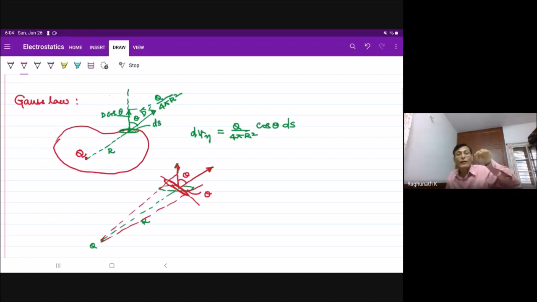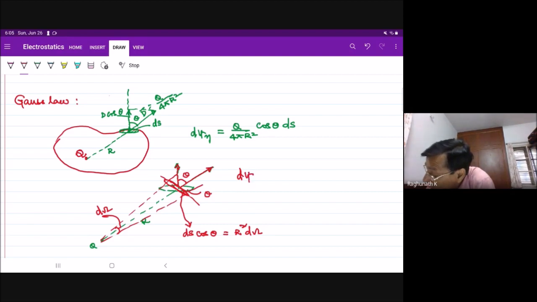There, this is actually what? ds cos theta, which is equal to r squared d omega, because this differential angle is d omega. Since ds cos theta is equal to r squared d omega, the differential amount of flux passing through the surface normally is equal to Q by 4 pi r squared into ds cos theta, which is r squared d omega, because of which r squared gets cancelled out.